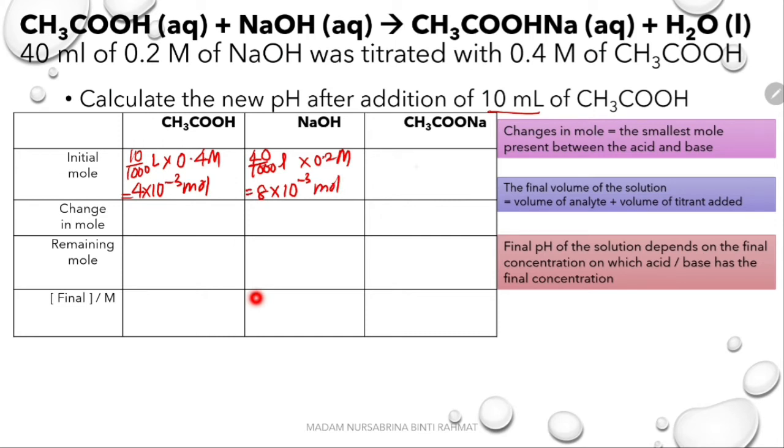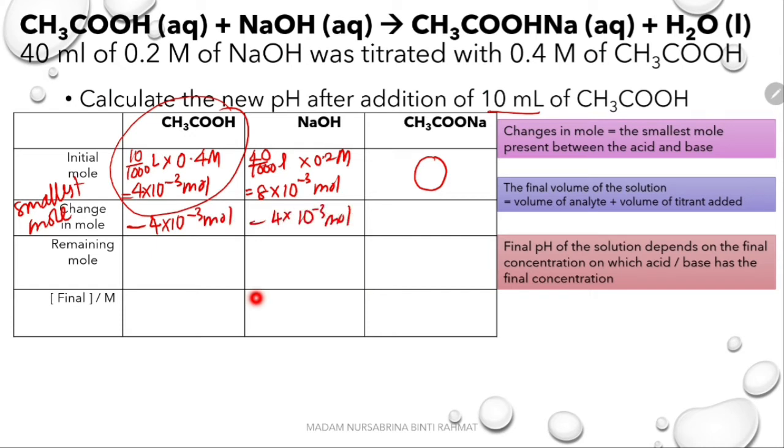Okay, so we don't have our sodium ethanoate at initial mole. So changes in moles refer to the smallest mole. The smallest mole is my ethanoic acid in this example, so negative 4 times 10 to the power negative 3 mole. Whereas for our sodium ethanoate, it's going to be positive because we produce it through the neutralization reaction. So 0, and this one leaves out 4 times 10 to the power negative 3 mole, and plus 4 times 10 to the power negative 3 mole.